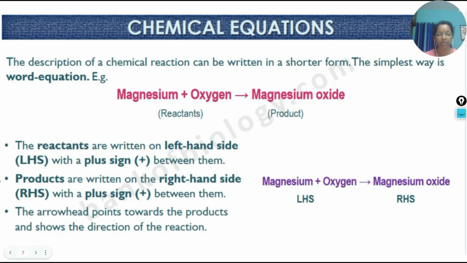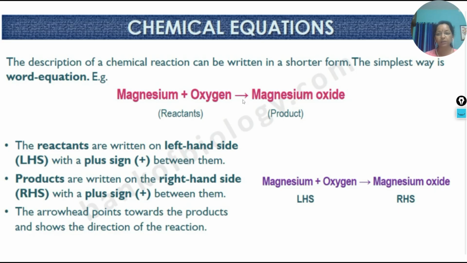For example, the same reaction where magnesium catches fire, or if you burn the magnesium ribbon in oxygen, we can write that using words like magnesium plus oxygen gives magnesium oxide. We are writing a plus symbol, which shows that the reaction is taking place between these two, and we are writing a right-headed arrow, which shows the direction in which the product is being formed, or the direction of the reaction. From here to here is the direction of the reaction. To show that, we are showing a right-headed arrow.